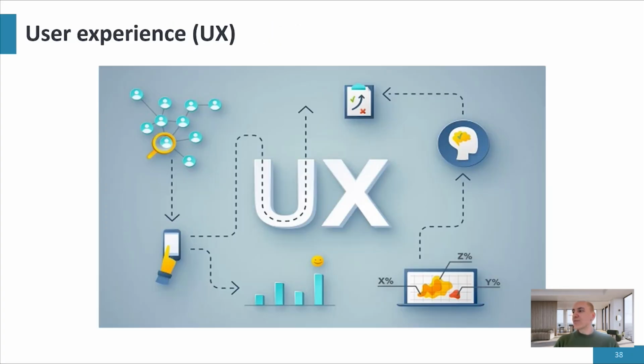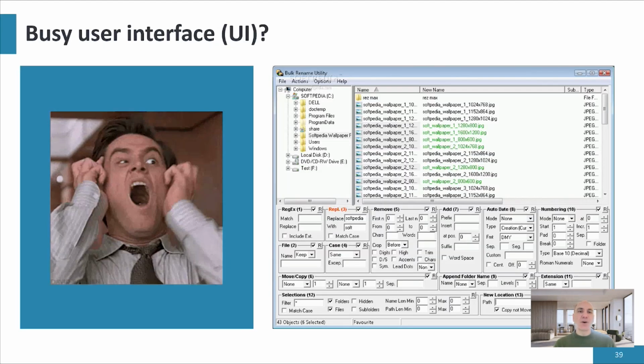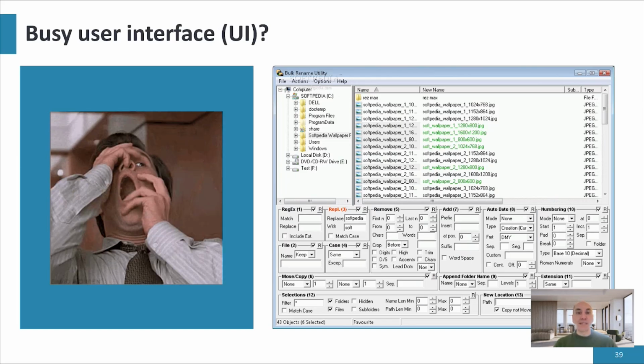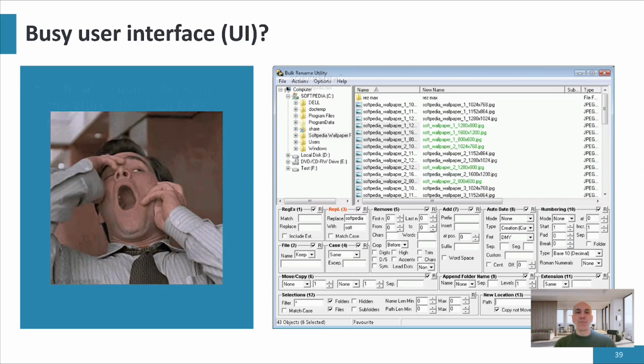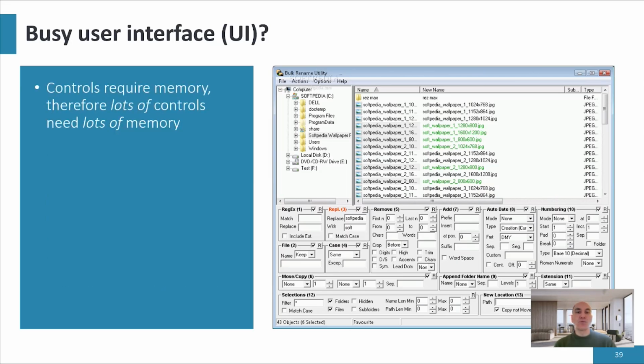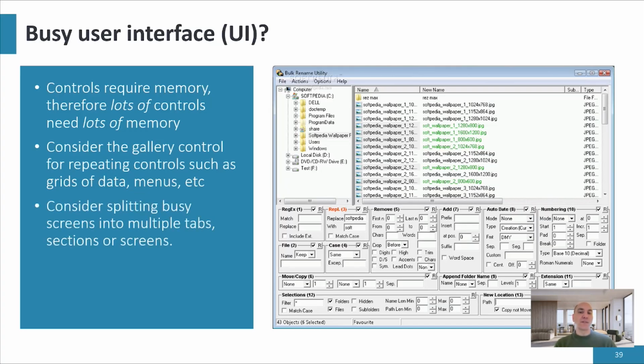So I'll very briefly, just in the interest of getting to Q&A, fly through a couple of slides for user experience. So we can have busy UIs. There are some standards out there to say, look, can we just have 300 or less controls per screen? Because any controls need memory. So the more we've got, the more memory it needs. Anything repeating, we can use galleries. And you can always split screens up into different tabs and sections if we need to, so they're not as busy.